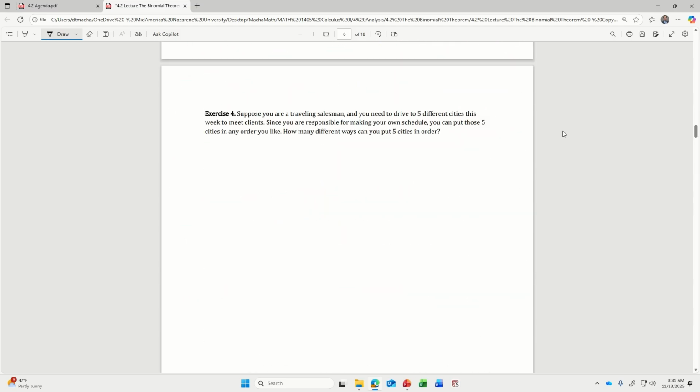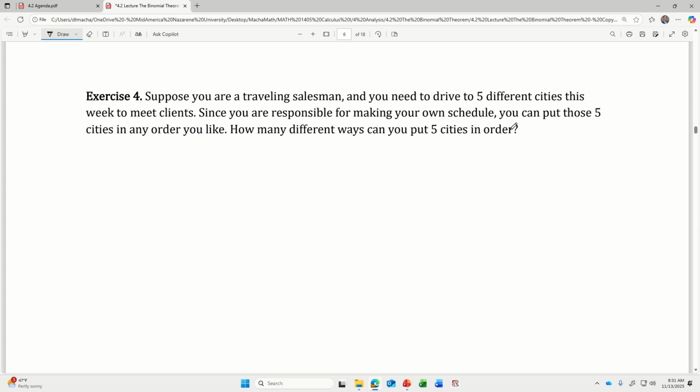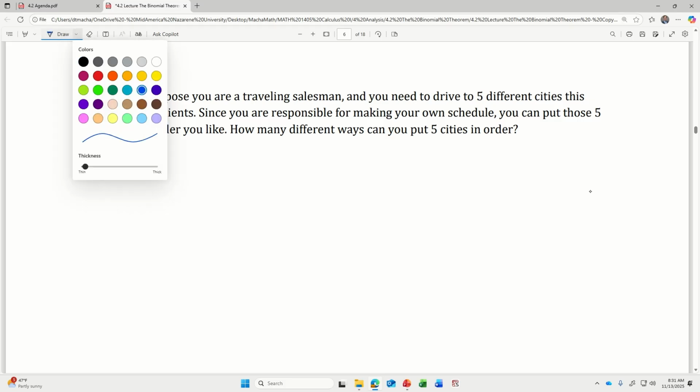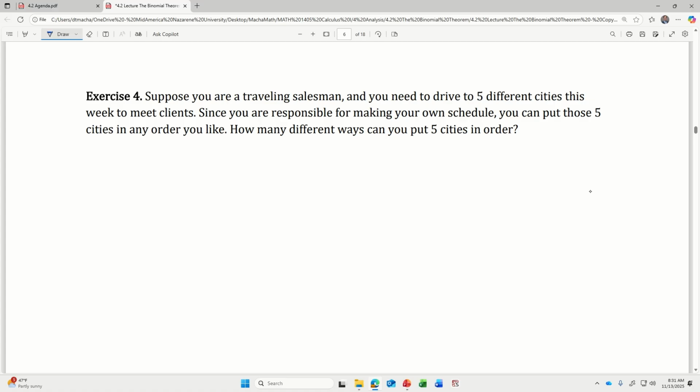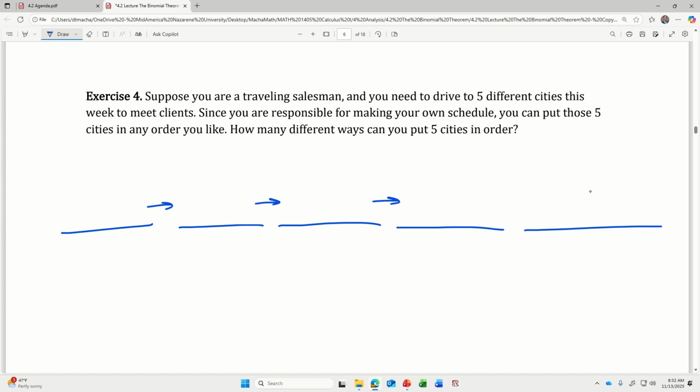Okay. So switching gears a little bit. Suppose you're a traveling salesman and you need to drive to 5 different cities this week to meet clients. If you're responsible for making your own schedule, you can put these 5 cities in any order that you like. How many different ways can you put 5 cities in order? So your schedule looks like this. You've got to visit 1 city first, and then 1 city second, and 1 city third, and 1 city fourth, and 1 city fifth. And how many different ways can you put 5 different cities in order?